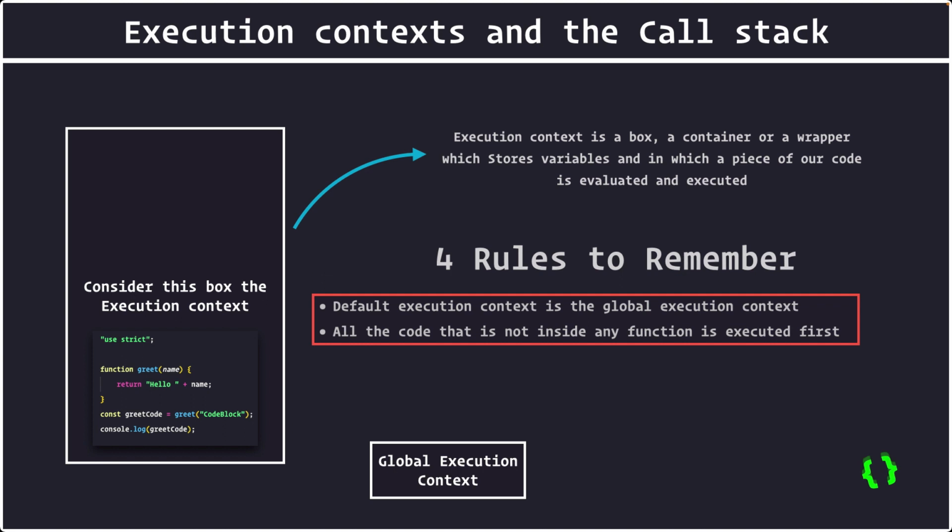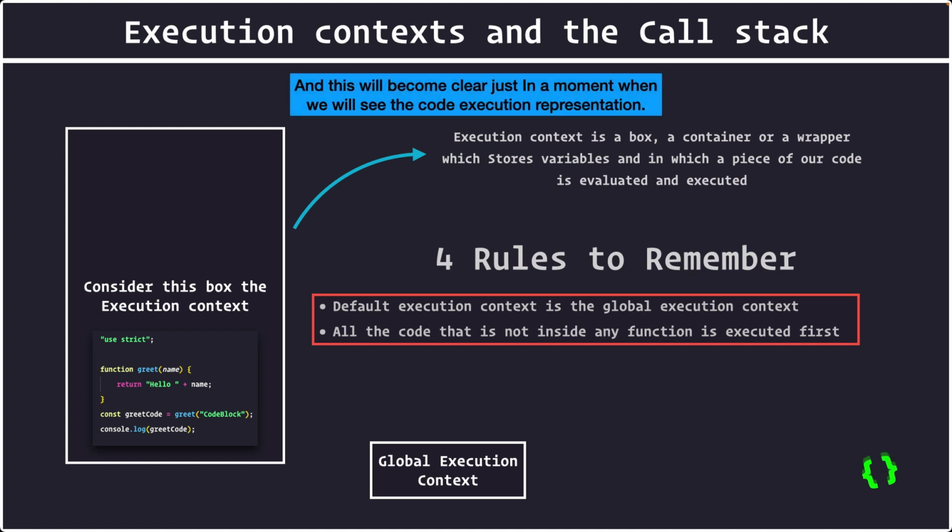Remember that I just said that an execution context is where a piece of code is executed. Well, in a global context, all the code that is not inside of any function is executed first. And this is very important. So again, the global execution context is for variables and functions that are not inside of any function. And this will become clear just in a moment when we will see the code execution representation.